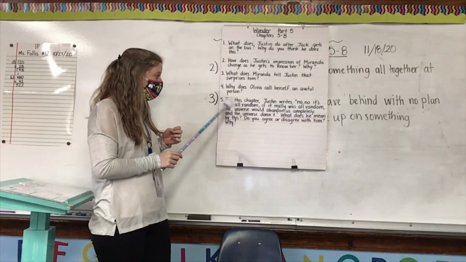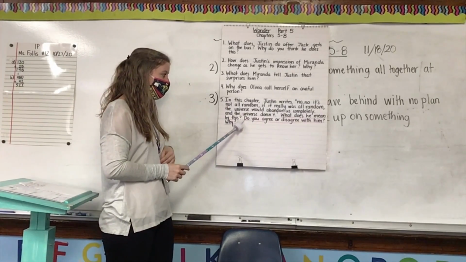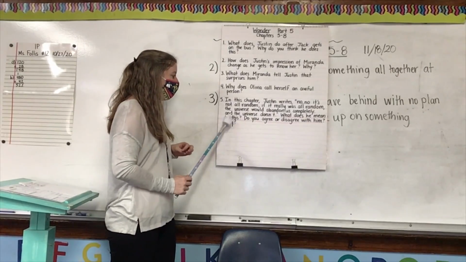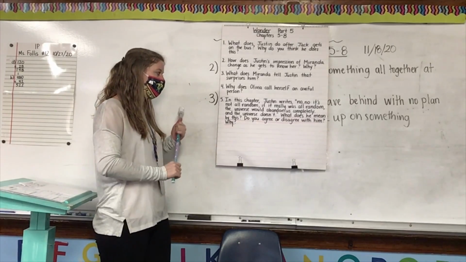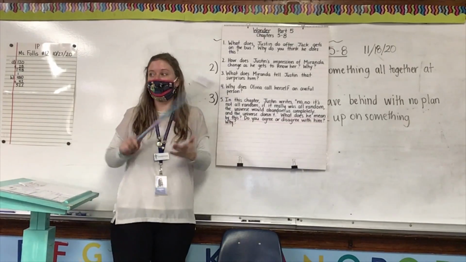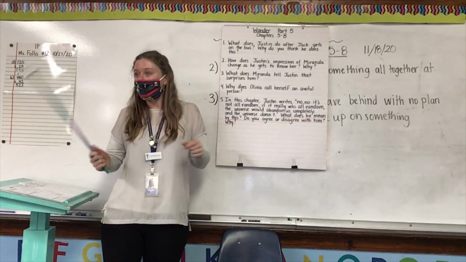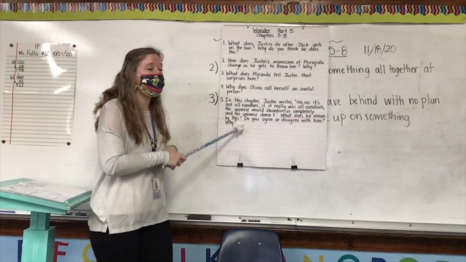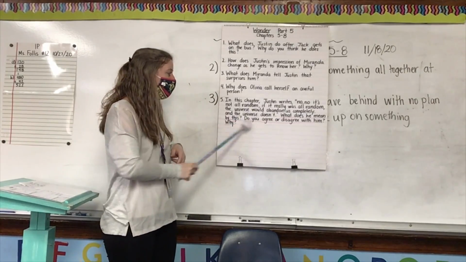Number 5, in this chapter, Justin writes, "No, it's not all random. If it really was all random, the universe would abandon us completely, and the universe doesn't." What does he mean by this? So what does this quote that he just said mean? If you're paying attention to our conversation, you already have a pretty good answer. Do you agree or disagree with him? Why?